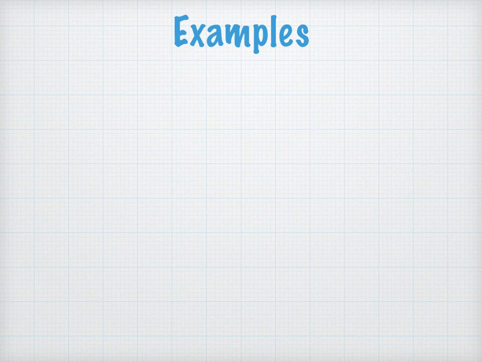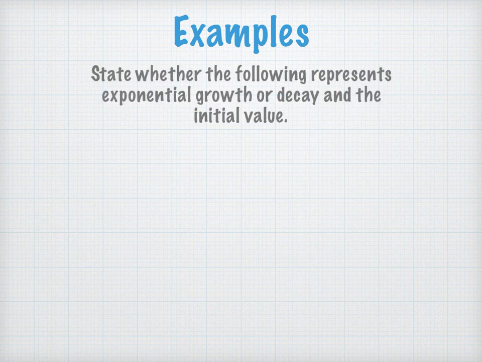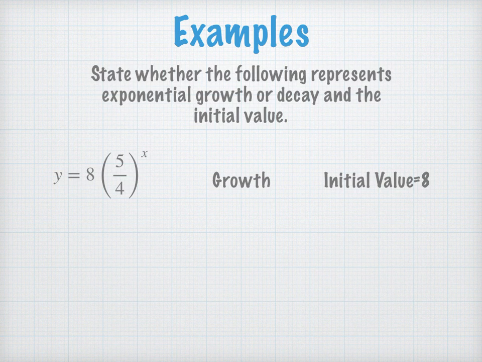Let's look at a couple examples. State whether the following represents exponential growth or decay and the initial value. In our first example, we have y equals 8 times the quantity 5/4, all raised to the x. Here we would say that this represents exponential growth. This represents exponential growth because our base b is 5/4, and 5/4 is greater than 1. The initial value would be 8. The initial value is 8 because the value of a is equal to 8.